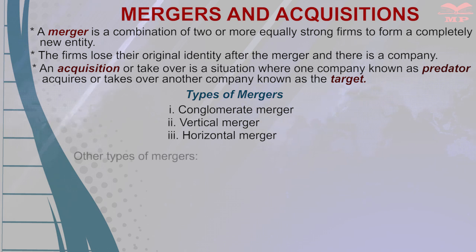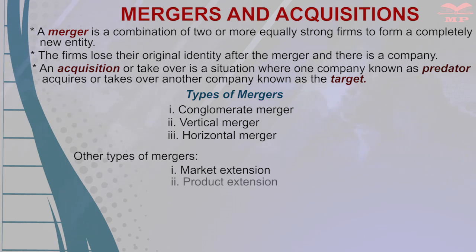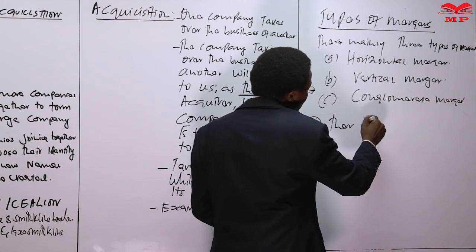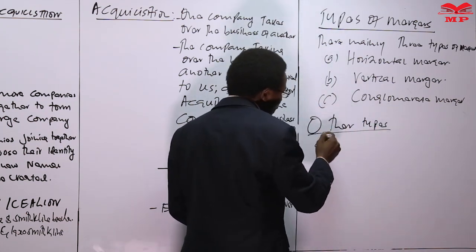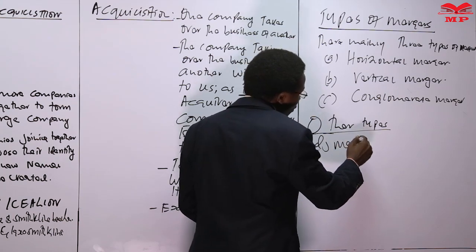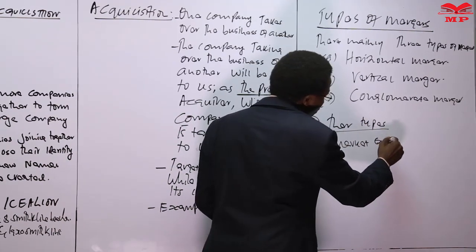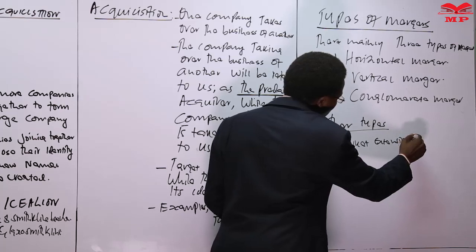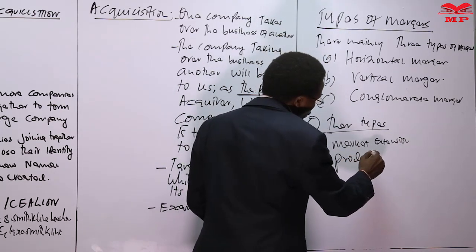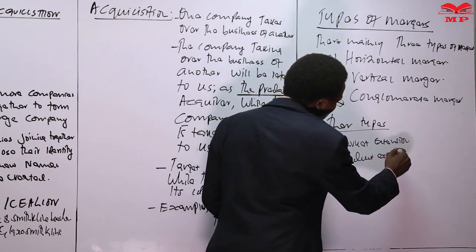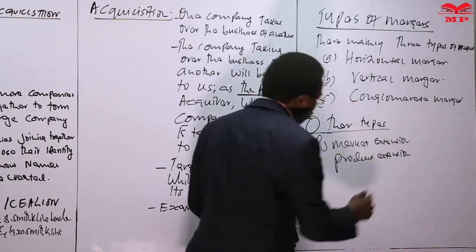We also have other types of mergers, one of them being the market extension and product extension. So we are saying we have other types of mergers. Let me call them D: the market extension and the product extension merger.